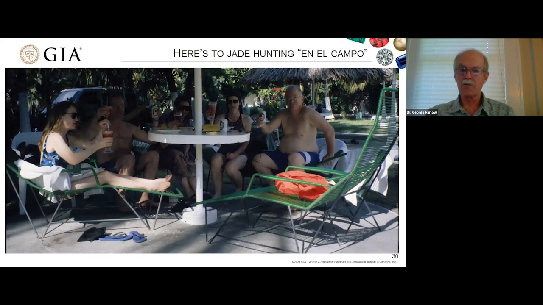So here's the end of our field trip, where we relaxed at the pool at the motel we were staying in, in Guatemala, and celebrated each other with a drink.